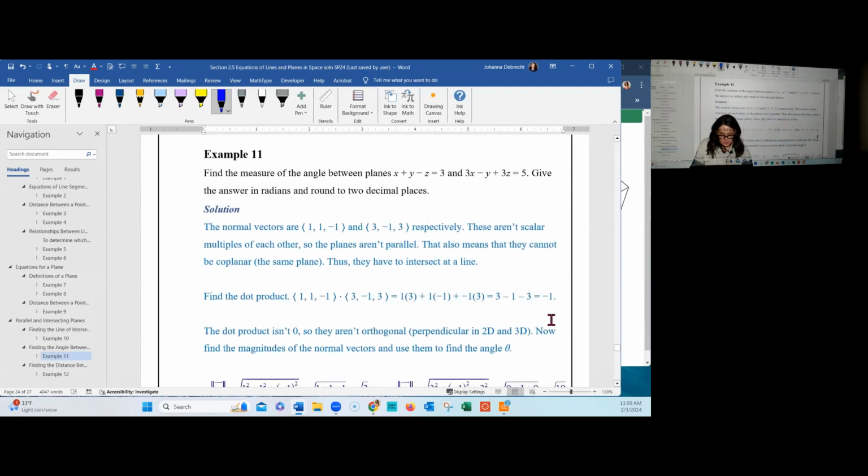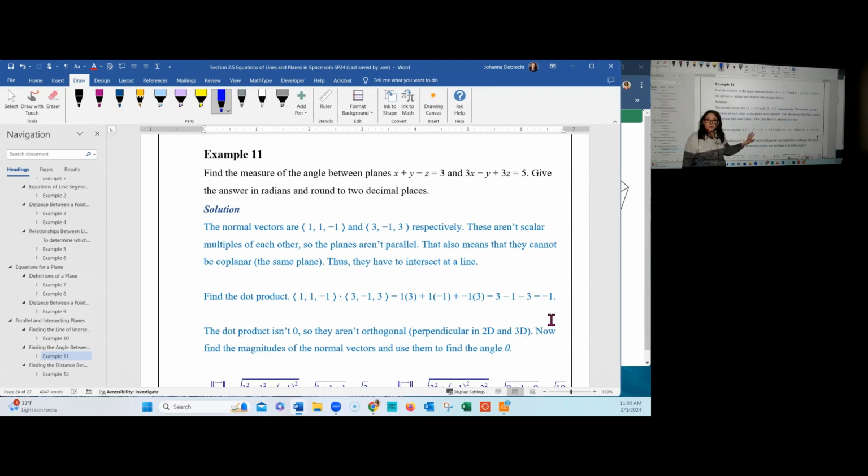So in example 11, we want to measure the angle between two planes. Now, how do we know, first off, that the planes aren't parallel, either the same plane or parallel to each other? Their normal vectors are <1, 1, -1> and <3, -1, 3>, coming from the coefficients of x, y, and z. Again, to get from 1 to -1, you'd have to multiply by -1. But 1 times -1 doesn't give you 3 in the first component. So they're definitely not parallel. So they have to intersect at a line. We're going to find the dot product between the two normal vectors.